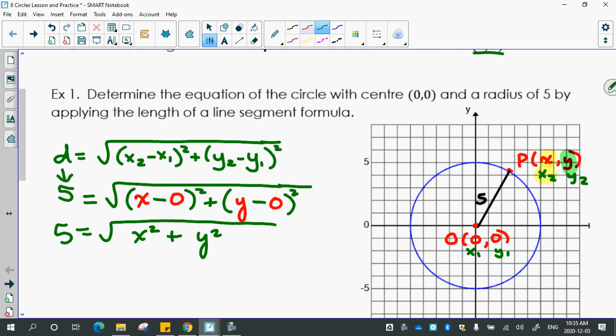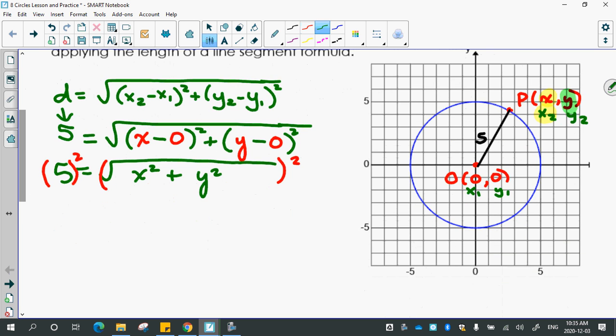So that's an ugly looking formula for the equation of a circle. Does anyone remember how you undo square root? What do you do to both sides to undo square root? Square, good. So if I square this side to undo square root, I also have to square this side. Which means I would get 25, and all this squared does here is undo this square root. So I just end up with x squared plus y squared.